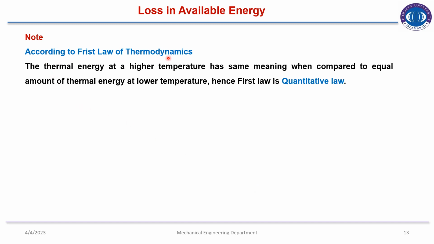Note, according to the first law of thermodynamics, thermal energy at a high temperature has the same meaning when compared to an equal amount of thermal energy at a lower temperature. For example, we have a thermal reservoir at a temperature of 1000 degrees centigrade, and another thermal reservoir at 800 degrees centigrade, and we have both connected with a heat engine, and the heat engine absorbs 100 kilojoule of energy from the high temperature reservoir at 1000 degrees centigrade. I will write it down. Here we have 1000 degrees centigrade, and here we have a reservoir at 800 degrees centigrade.